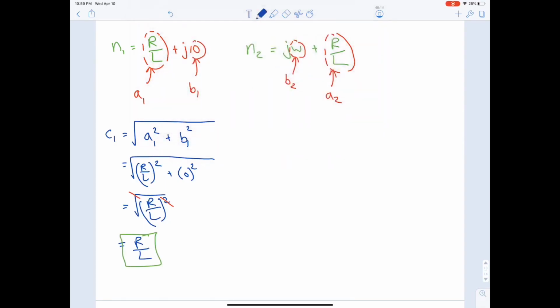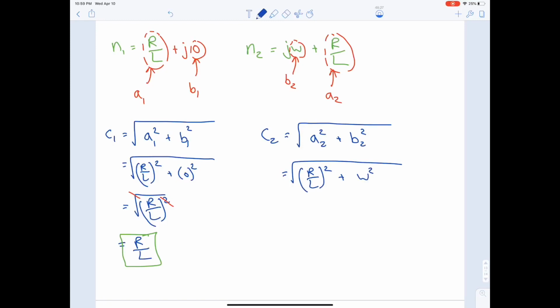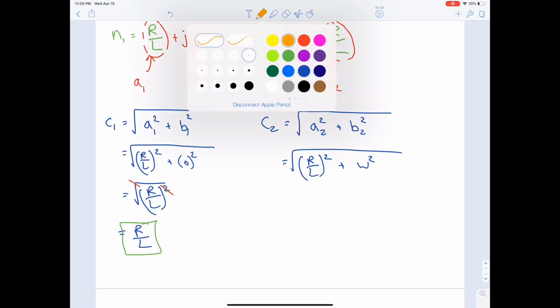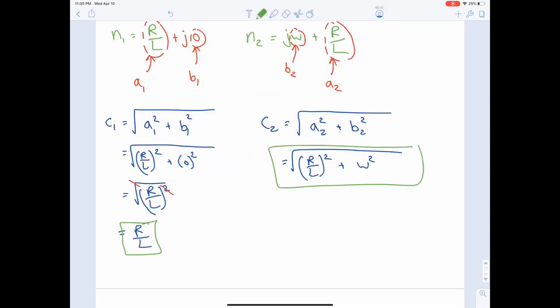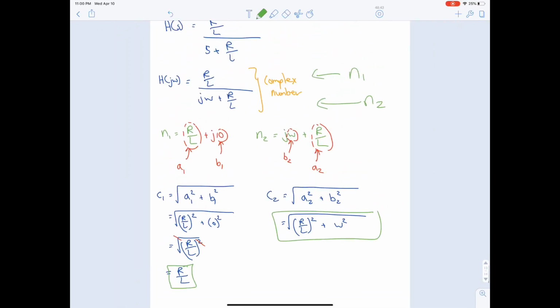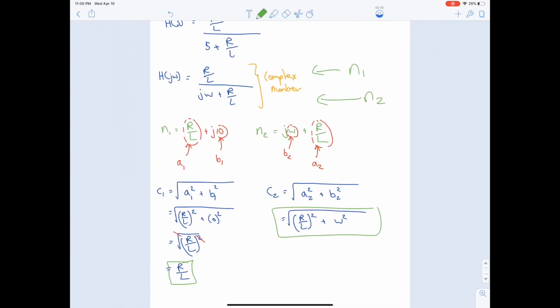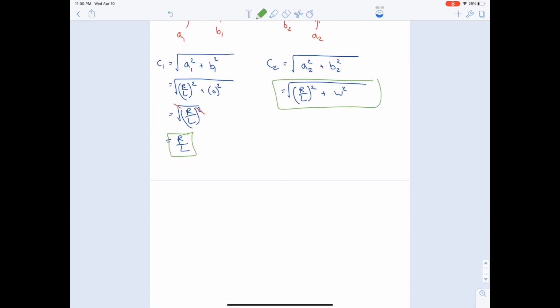Let's do C2, the magnitude of the second number. It's the square root of A2 squared plus B2 squared. Okay, it is equal to the square root of R over L squared plus ω squared. Now here we cannot simplify it. Why? Because of this positive sign. We cannot simplify it. Okay, so that's the answer for the second part, the magnitude of the second number. Now, what's the final magnitude? What is the final magnitude?